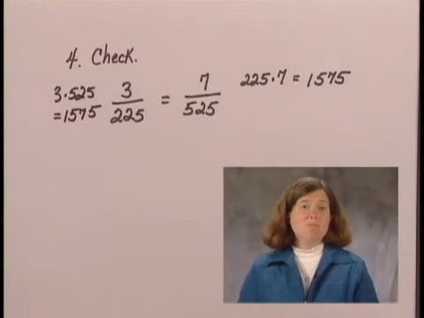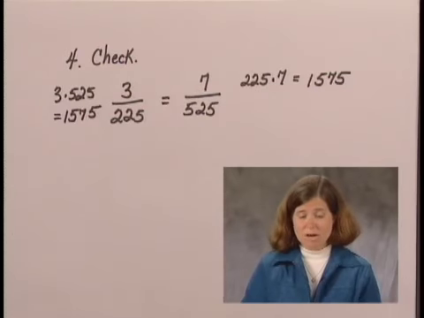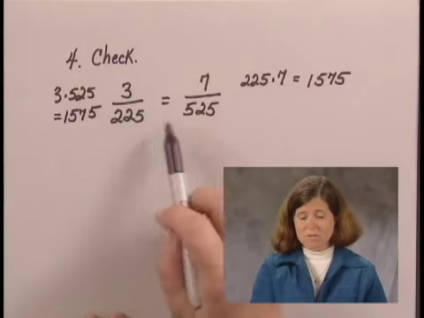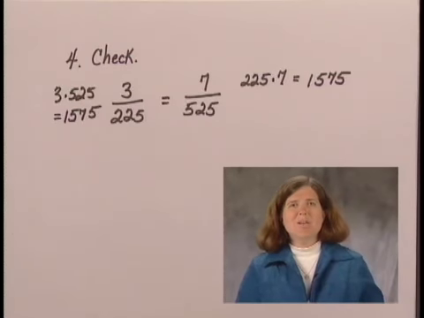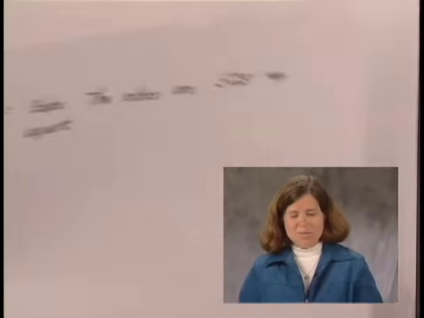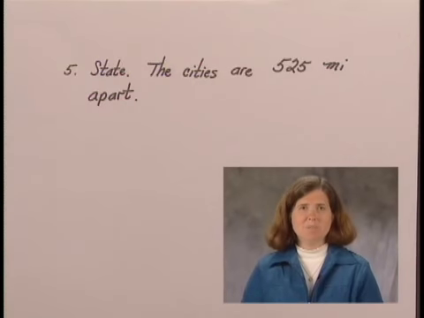And thinking back to our familiarized step where we said it had to be more than twice 225, well, twice 225 is 450, and this is more than that. So it's also a reasonable answer. So we're ready to state our answer in a complete sentence. We can say the cities are 525 miles apart.